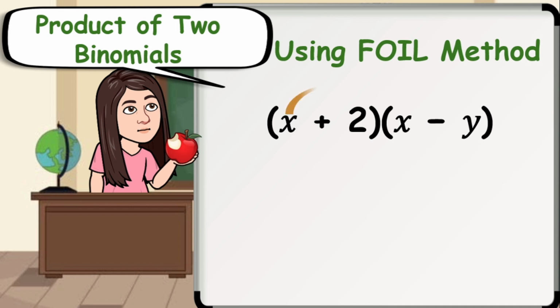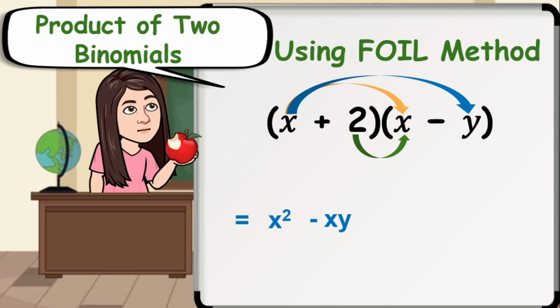Multiply the first terms. X times x is x squared. Multiply the outer terms. X times negative y is negative xy. Multiply the inner terms. 2 times x is positive 2x. And lastly, multiply the last terms, which is 2 times negative y is negative 2y. Therefore, the quantity of x plus 2 times the quantity of x minus y is equal to x squared minus xy plus 2x minus 2y.